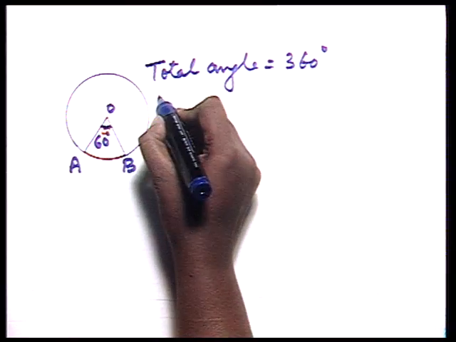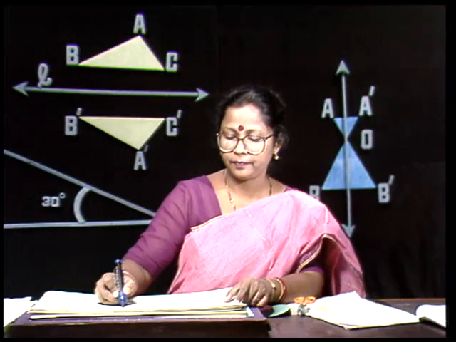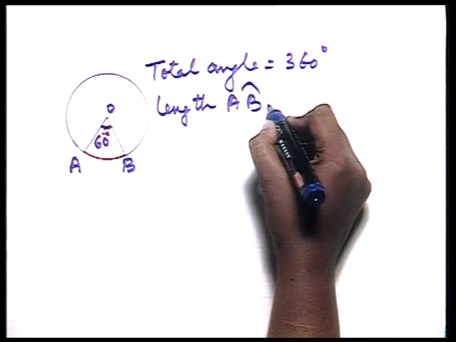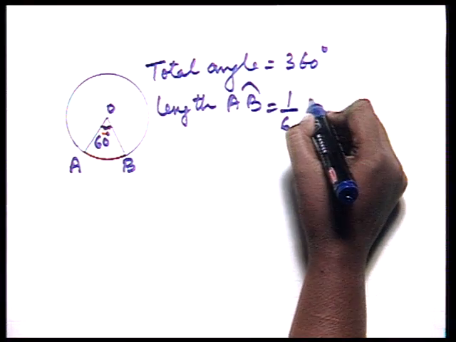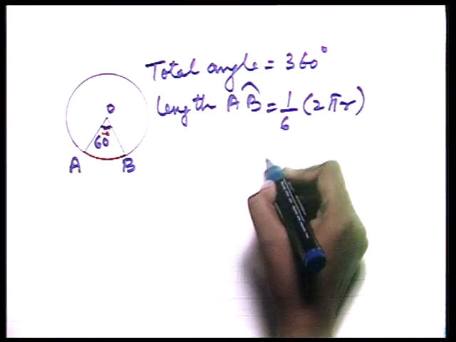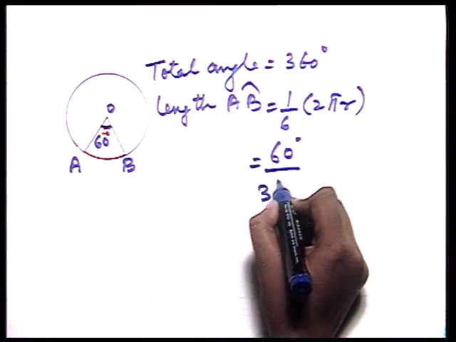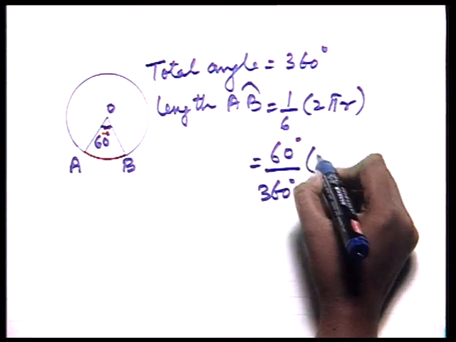So, length of the arc AB will be equal to 1/6 of the circumference, or I can write it as 60 degree upon 360 degree into 2 pi r.